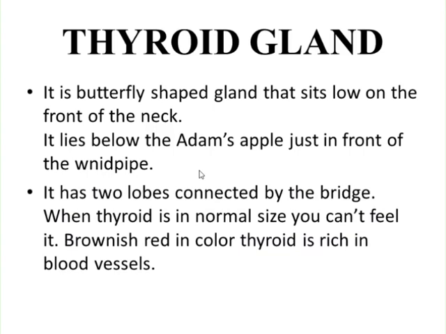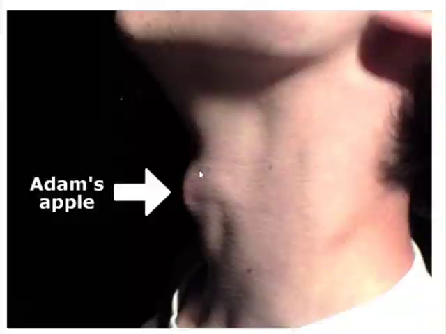When the thyroid is a normal size, you can't feel it. When it is swollen or has some problem, then we can feel it. It has a brownish red color and is rich in blood vessels for the supply of blood. There are a lot of blood vessels in the thyroid gland.